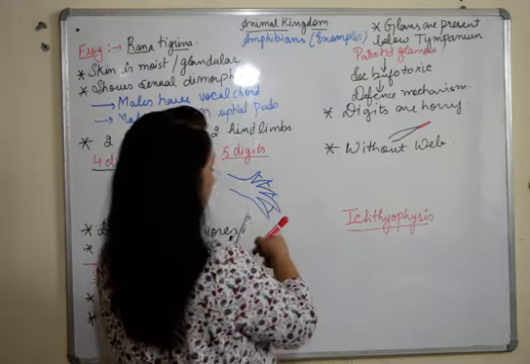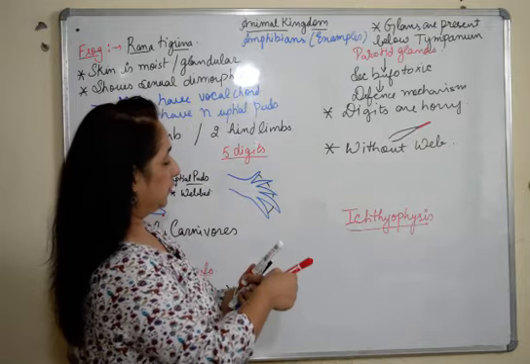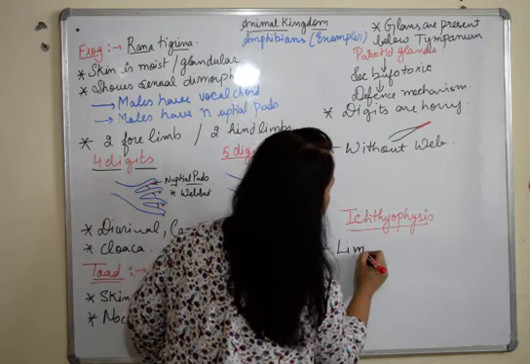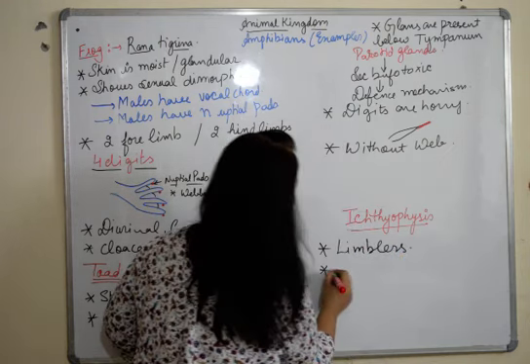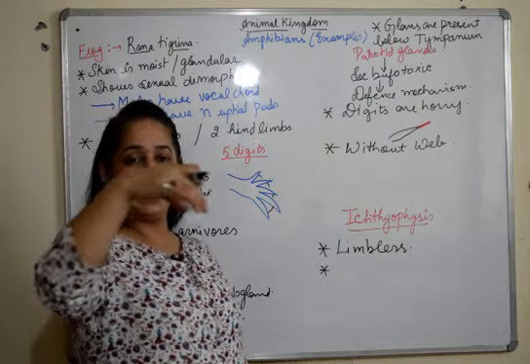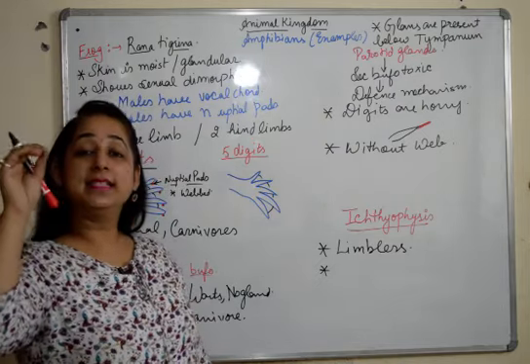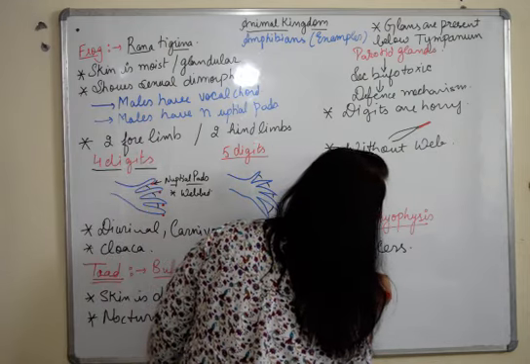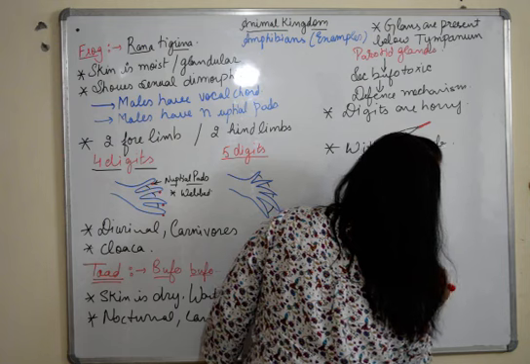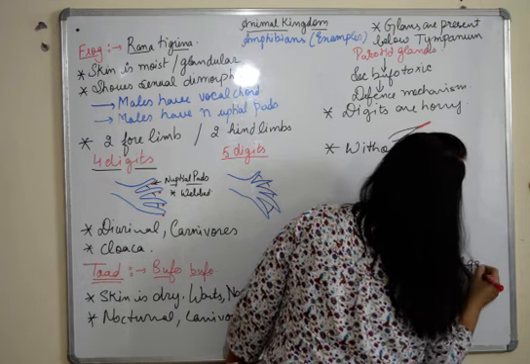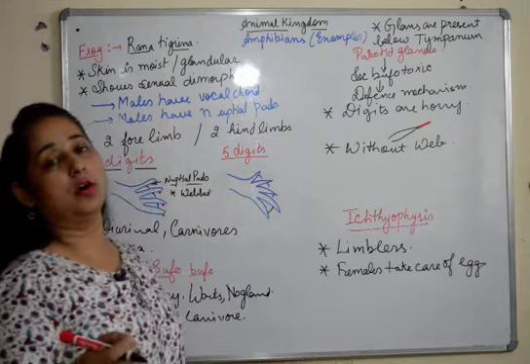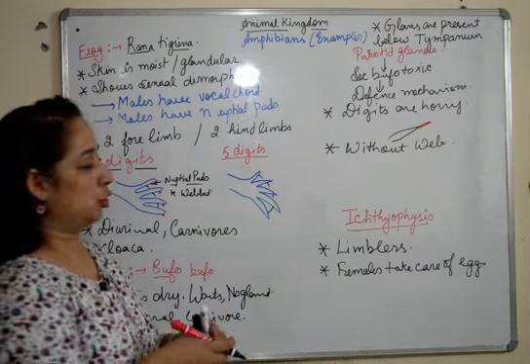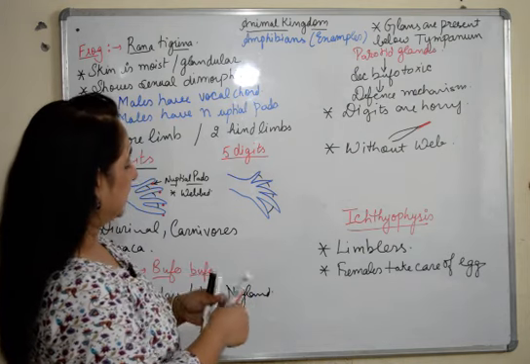Moving on to Ichthyophis, I have written it, so I'll discuss it. It is a limbless amphibian. It does not have limbs, just an eel-like, snake-like structure. It is limbless, and the females take care of the eggs. The females show parental care. Then we have our next example, salamander.